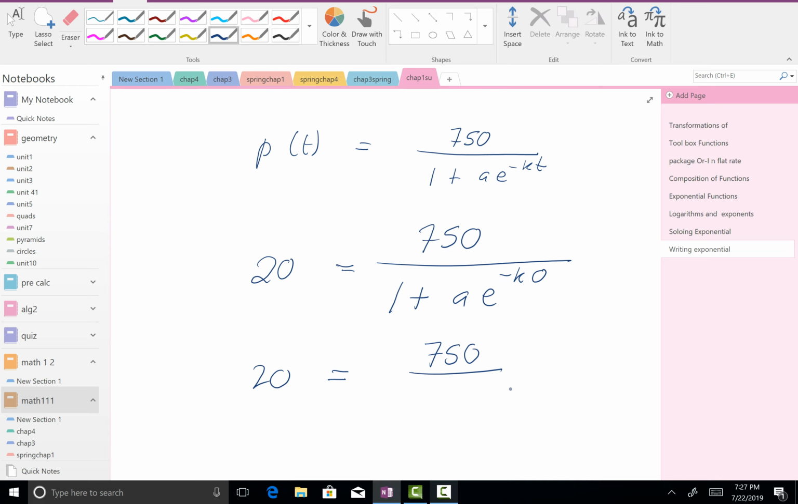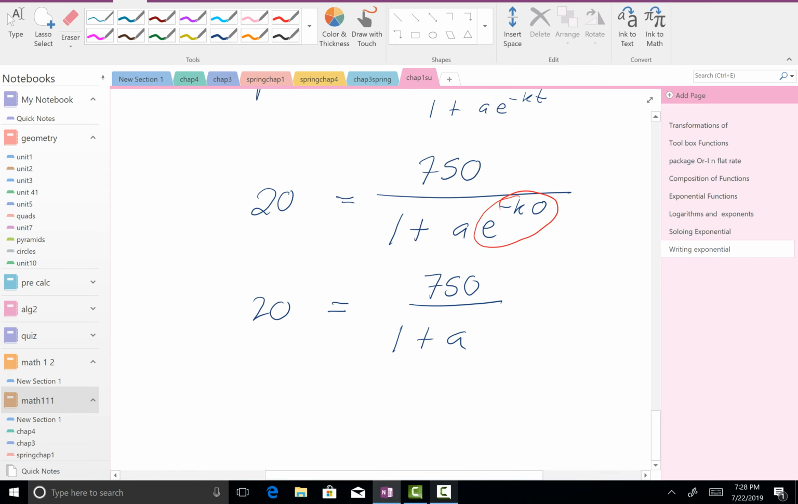And that's what I have. Anything to the 0 power is 1, so now I just have 1 plus A, and I can figure this out. You can use anything you want. You can use some cross multiplication, or you can divide by 750. It doesn't really matter; there are so many different things you could do. So we cross multiply here: 20 times both of these, 750 there. I subtract, now I'm going to divide, and I can figure out what A is.